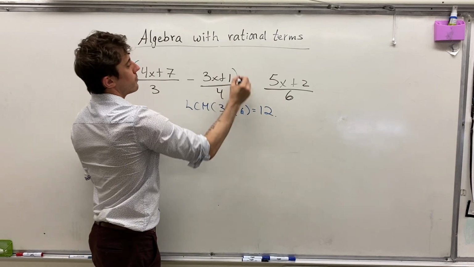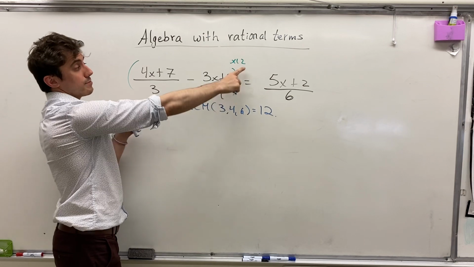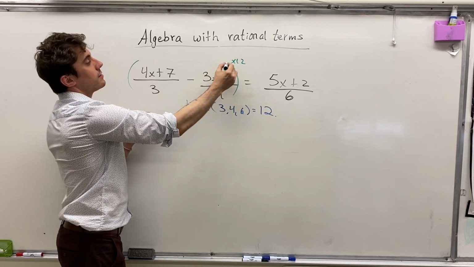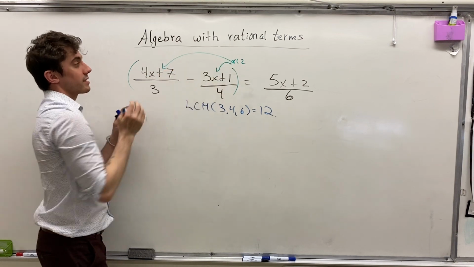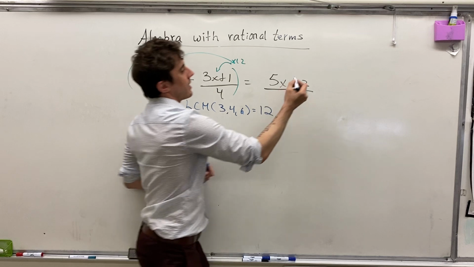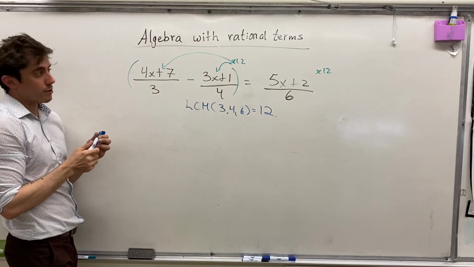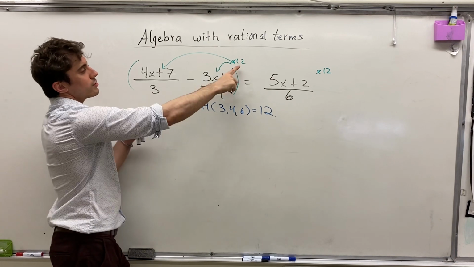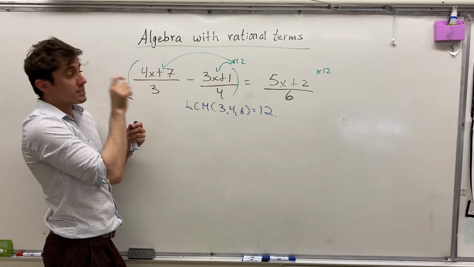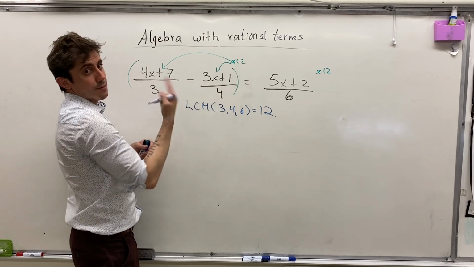So if we multiply both sides by 12, right, remember when we multiply an entire bracket by a number, that number by distributivity hits every term inside the bracket, right? So we're going to multiply every term by 12. And same thing on this side, times 12. So now let's go ahead and do that. If we multiply 12 by 4x plus 7 over 3, we can simplify first. So the 12 over the 3 is going to simplify down to 4.